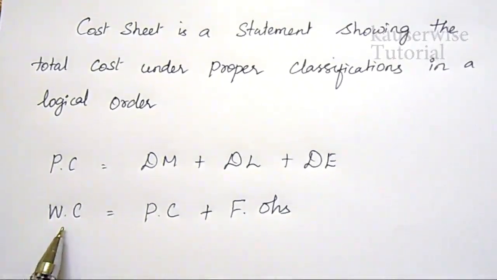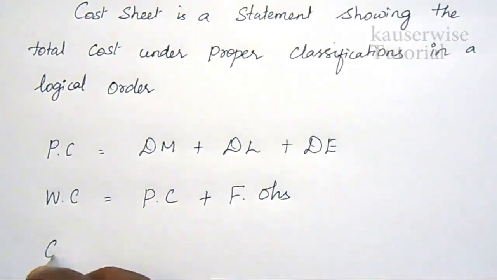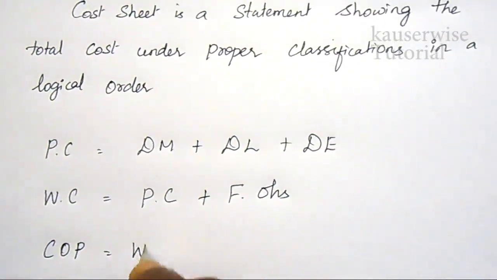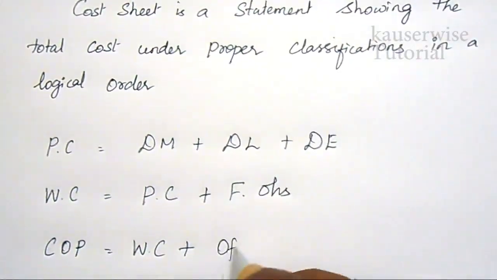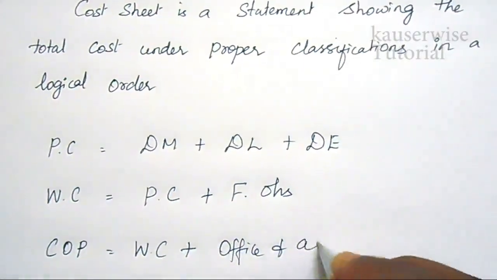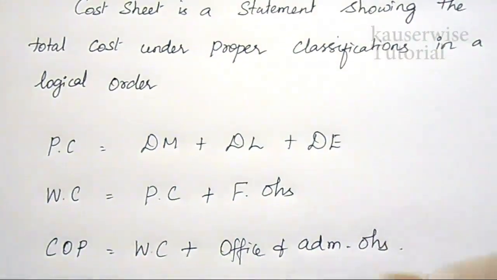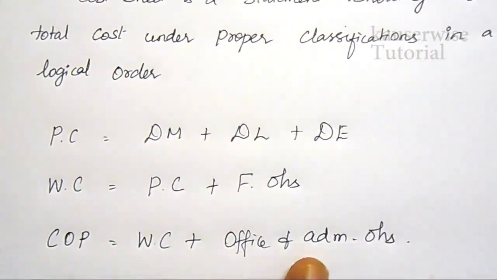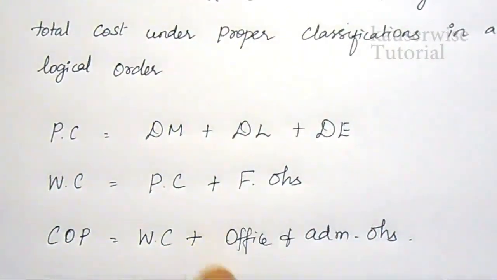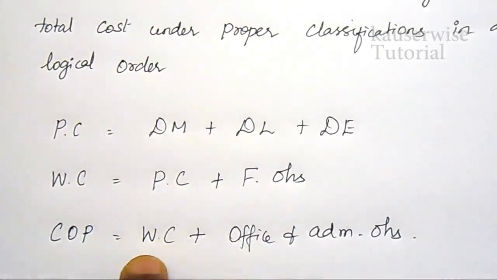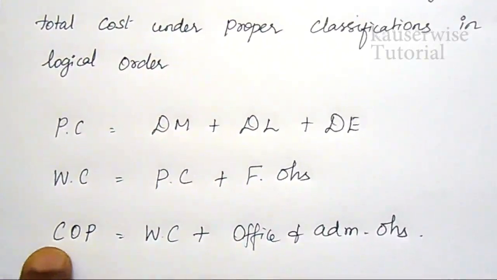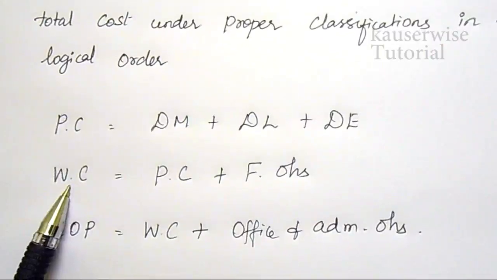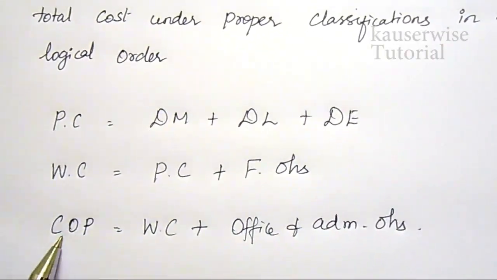After finding work cost, the next classification is cost of production. So cost of production consists of work cost plus office and administrative overheads. All office and administrative expenses are called office and administrative overheads. So all these expenses will be added along with the work cost in order to find out cost of production. The first step is prime cost, second one is work cost, and the third classification is cost of production.